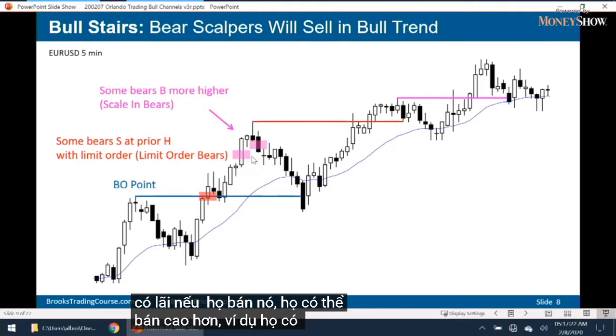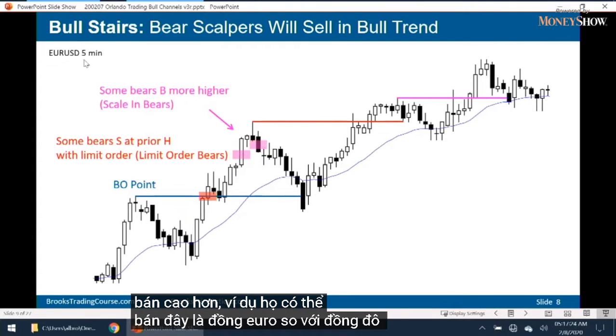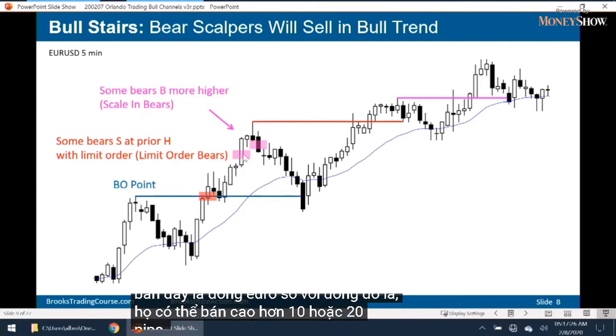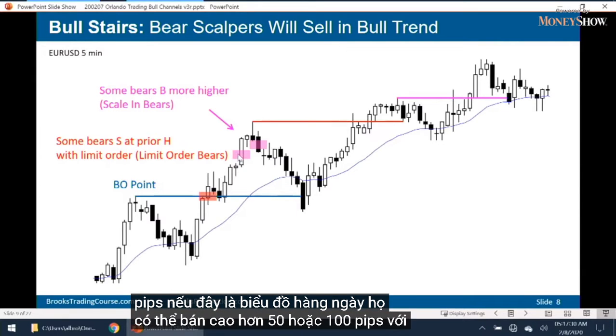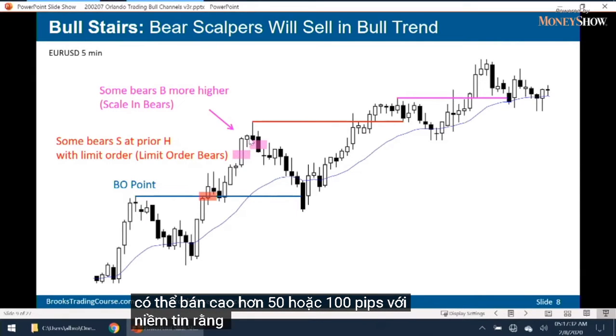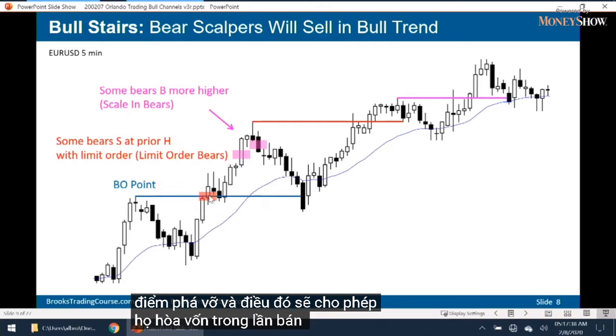For example, this is the euro versus the dollar, they might sell more 10 or 20 pips higher. If this is a daily chart, they might sell more 50 or 100 pips higher, confident that there's going to be a pullback and it will fall below the breakout point. And that will allow them to get out break even on their first sell and with a profit on their higher sell.